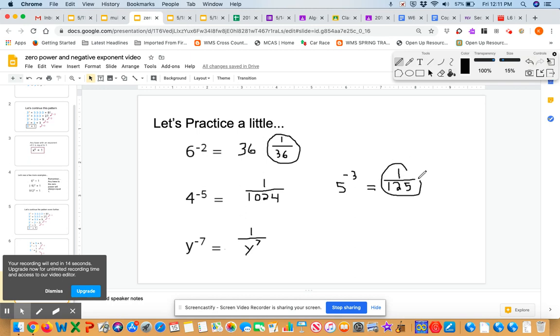So when you evaluate these, I like to ignore the negative, figure out what it is, 5 to the third is 125, and then take the reciprocal at the very end.